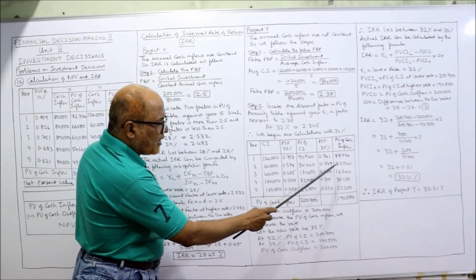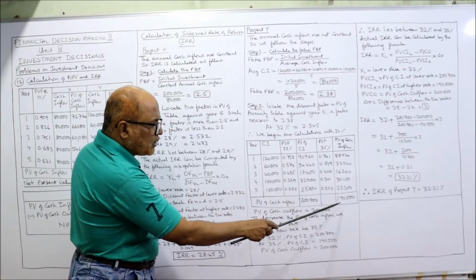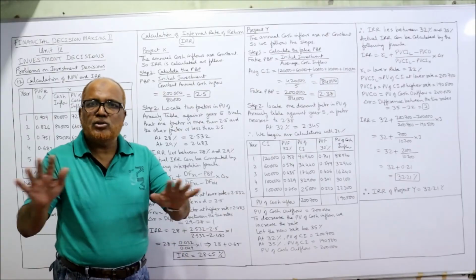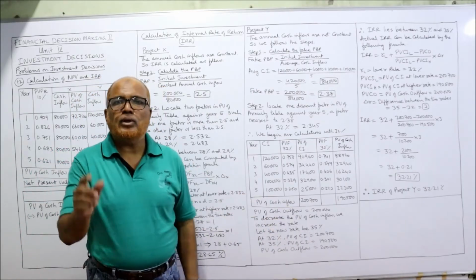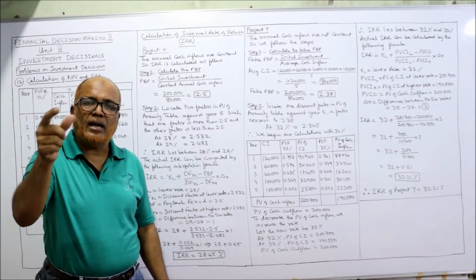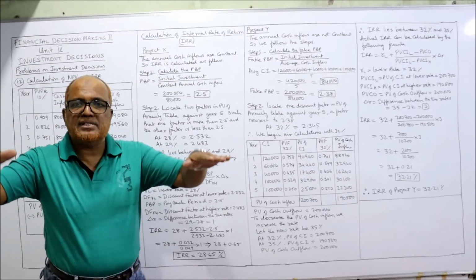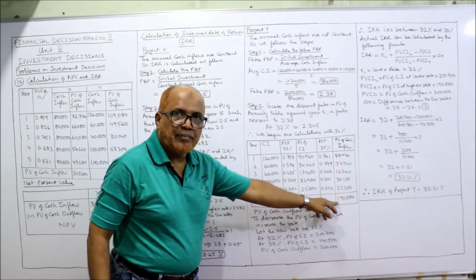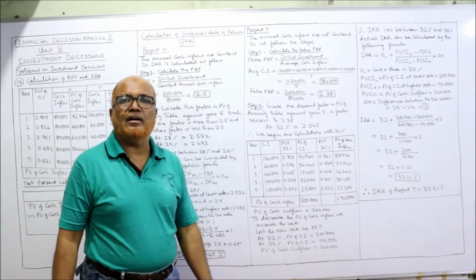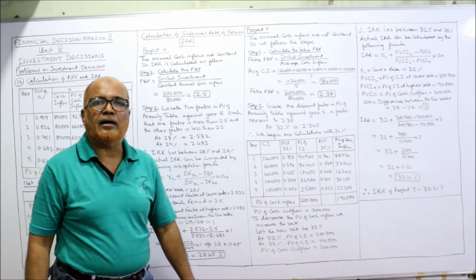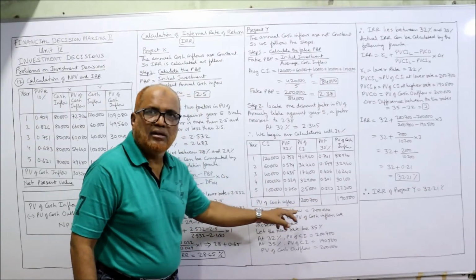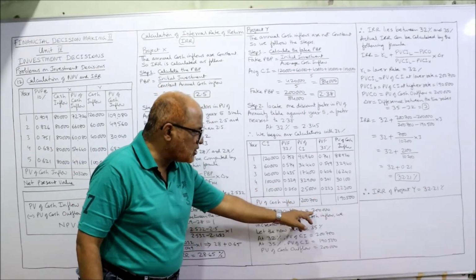60,000 into 0.549, 32,940. Take the total: 1,90,500. Again, it is not equal to 2 lakh. Actually, IRR is that rate at which the present value of cash inflow and the present value of cash outflow should both be the same. But it is not the same. Earlier we got 2,700,000. Now we got 1,90,500. Actually, we want how much? 2 lakh. So this 2 lakh lies in between these two amounts.